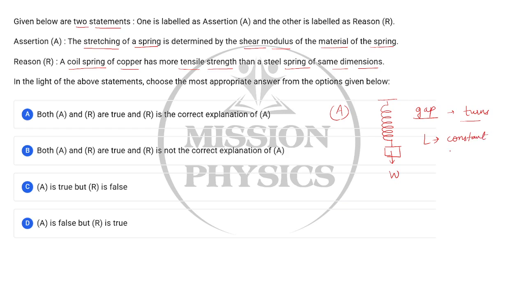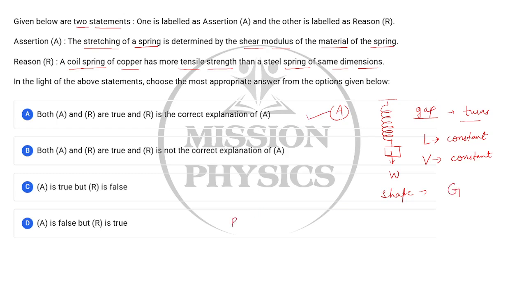Hence, we can say that there is no tensile strain, as well as the volume of the spring also remains constant. So therefore, we can say that there is no volumetric strain. Hence, we can say that only the shape of the spring changes. So assertion is true that stretching of spring can be determined by the shear modulus, that is capital G of the spring. So assertion is true.